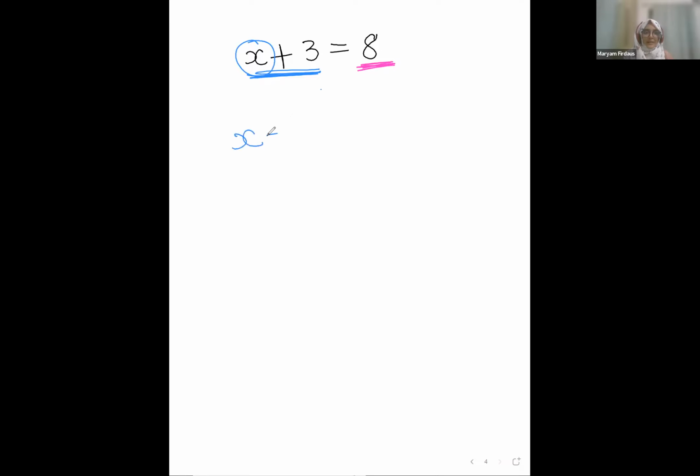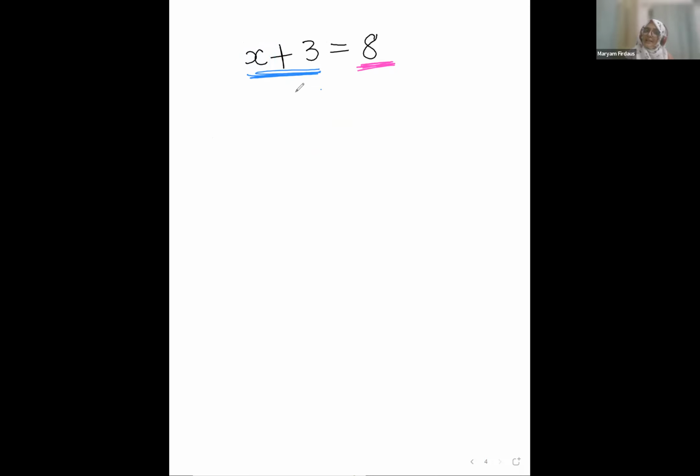If you have x minus 3, then again, x is not alone. It's not isolated. It still has 3 with it. But we don't want that. We want x to be alone. How will you remove 3? From here, if you want to remove 3, what will you do?